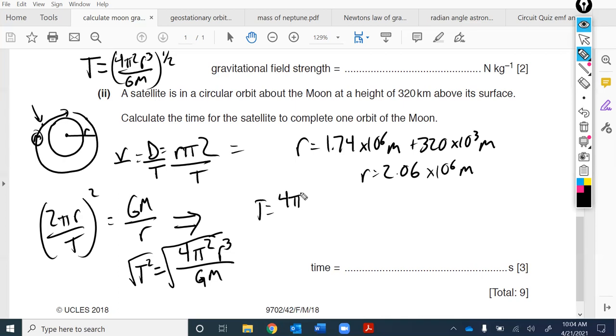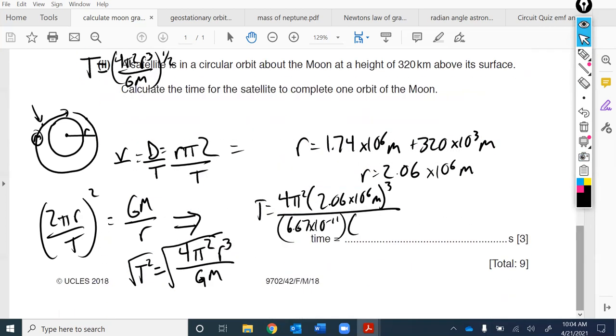So we've got 4 pi squared. R is 2.06 by 10 to the 6 meters cubed, over 6.67 by 10 to the minus 11 times the mass of the moon. Who remembers that? 7.35 by 10 to the 22. 3 minutes left in class. Plenty of what we're solving for, seconds of time, but we have to work diligently here.